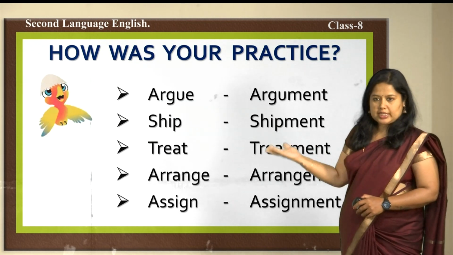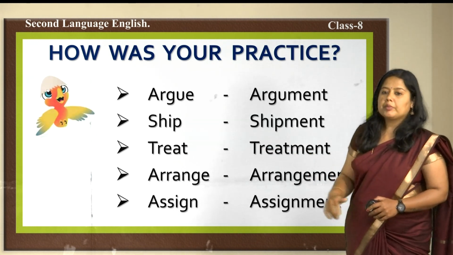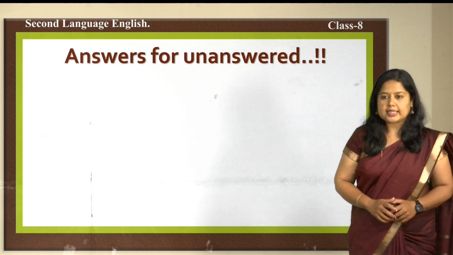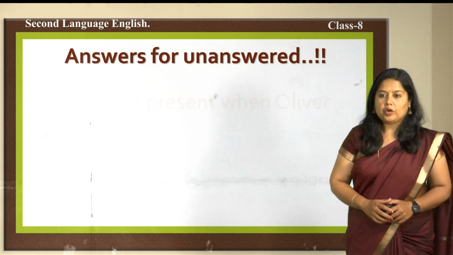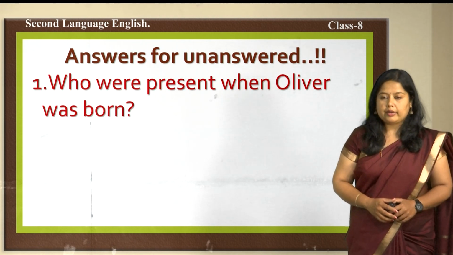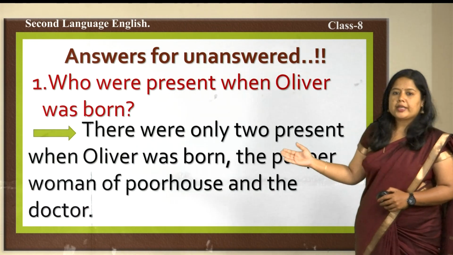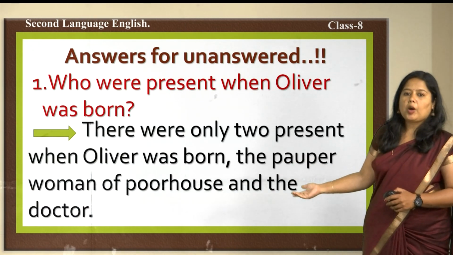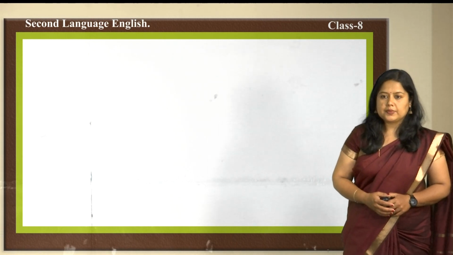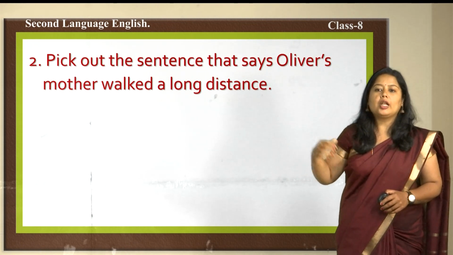There were some words given asking them to convert into nouns. I am giving you the words now. After this, there are some assignment questions given to you. I hope all of you have answered it. Who were present when Oliver was born? Answer for that is, there were only two present when Oliver was born, the pauper woman of poor house and the doctor.